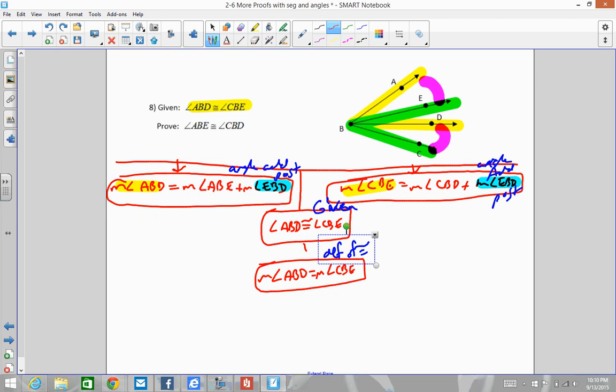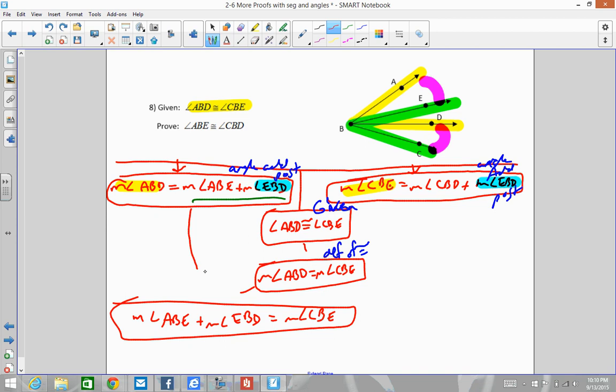So now I can bring these together. I can bring this one and this one together. So I can take out ABD and I can replace it with this whole other side right here. So the measure of angle ABE plus the measure of angle EBD is equal to the measure of angle CBE. And if I take something out and replace it with something else, remember, if and then, this is substitution property.